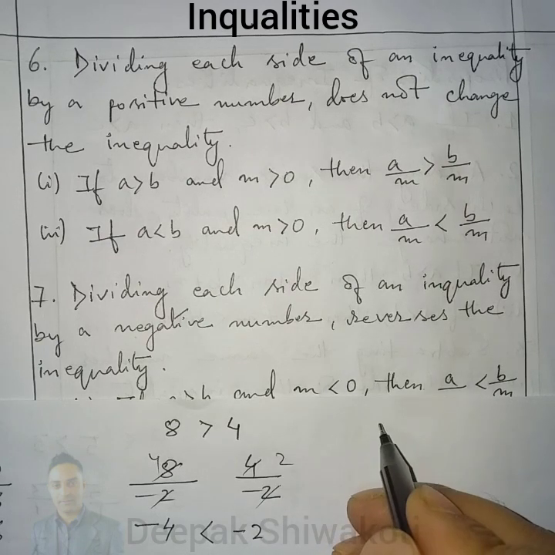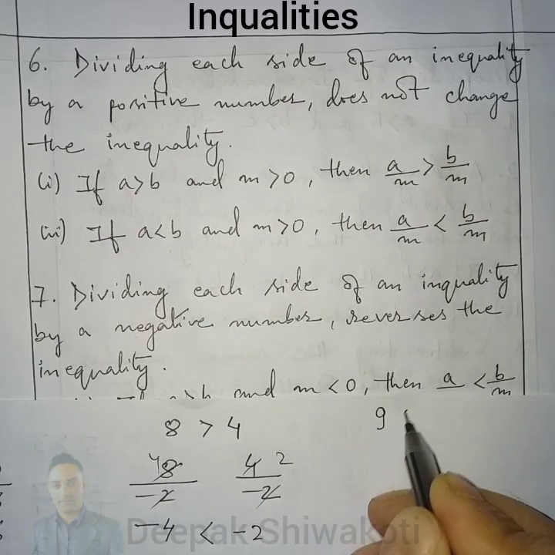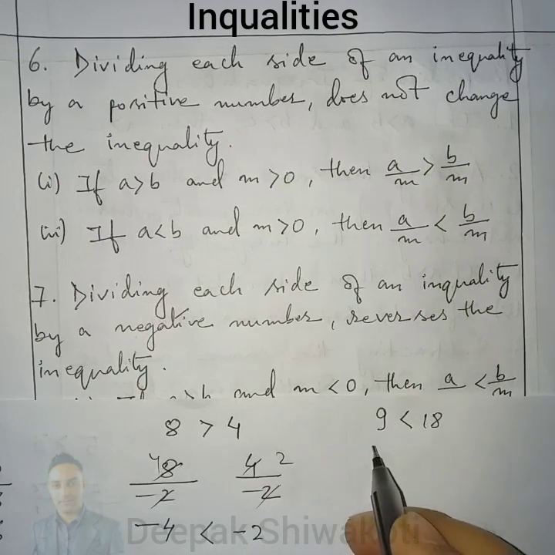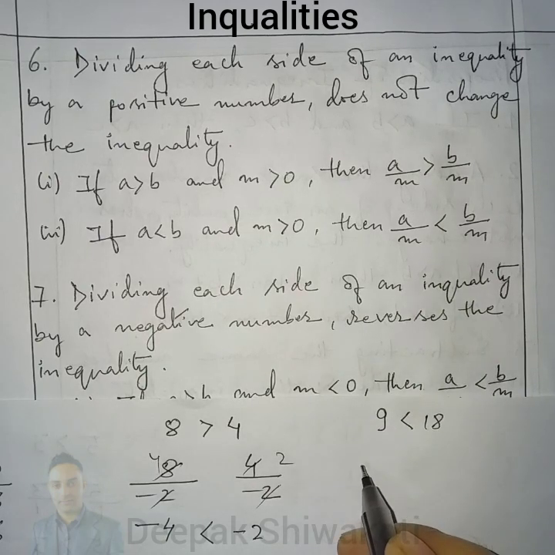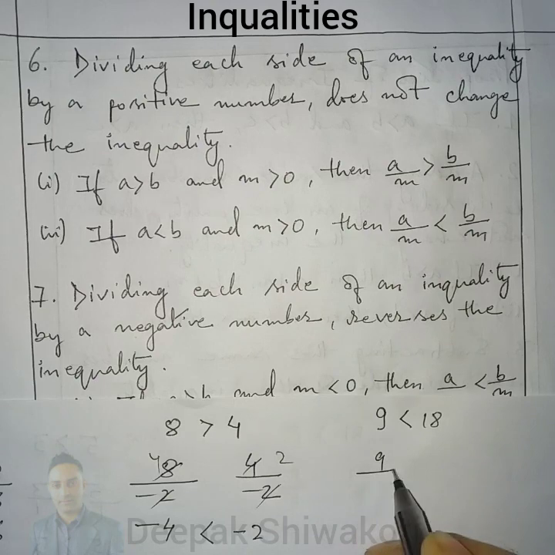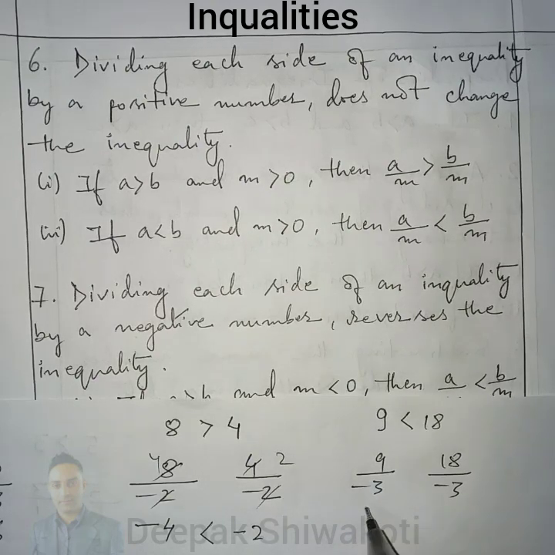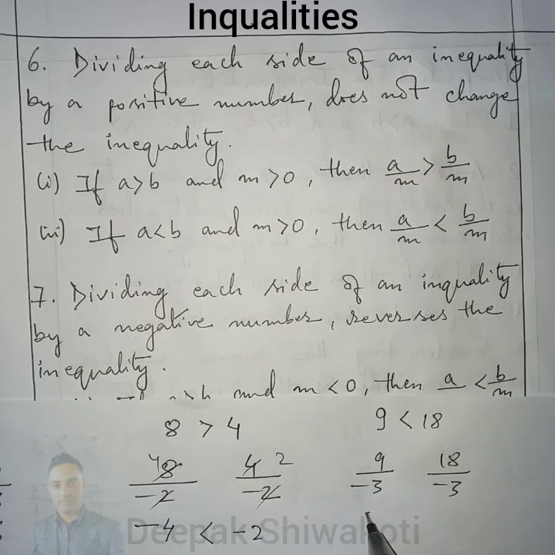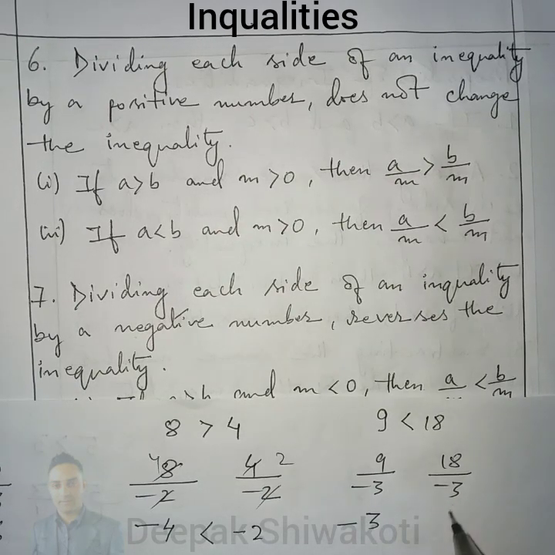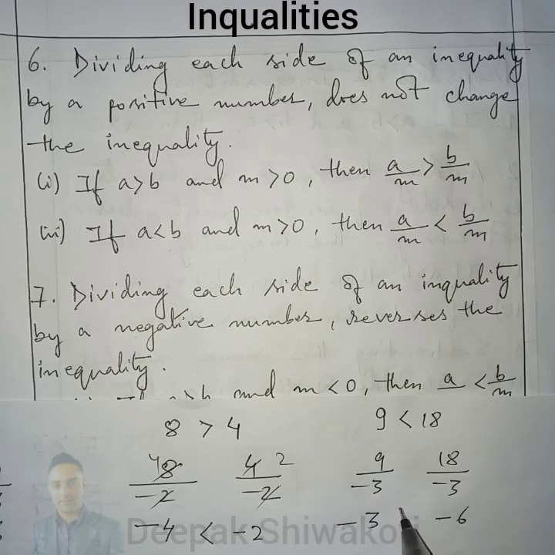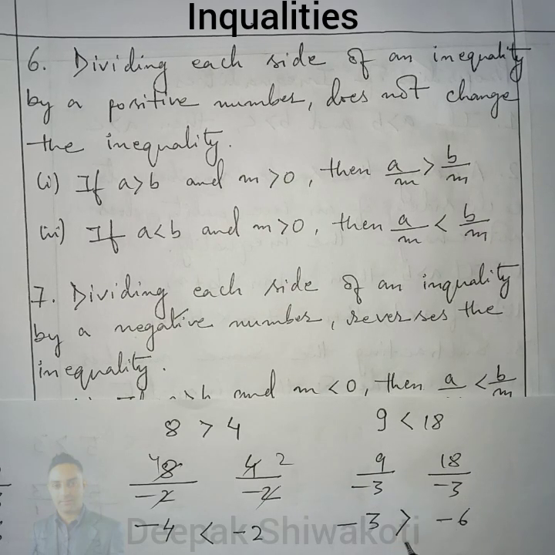Similarly, 9 is less than 18. If we divide each side of this by a negative number, minus 3, 9 by minus 3 and 18 by minus 3, the sign will reverse here. Here we get minus 3, and here we get minus 6. So minus 3 is greater than minus 6, isn't it? So the sign reverses here.